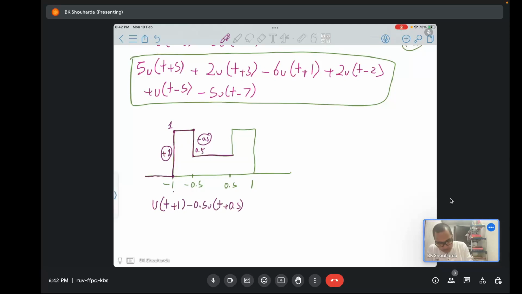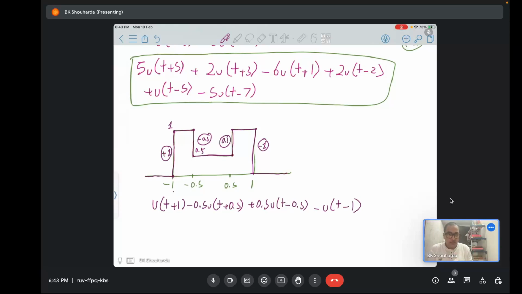Continue going, you come over here, you have a jump of positive 0.5. So 0.5 u of t minus 0.5. Start over here, there's a jump again from 1 to 0, that's -1, and you stay there forever. That's minus u of t minus 1. Alright, so this is our signal in terms of u of t.